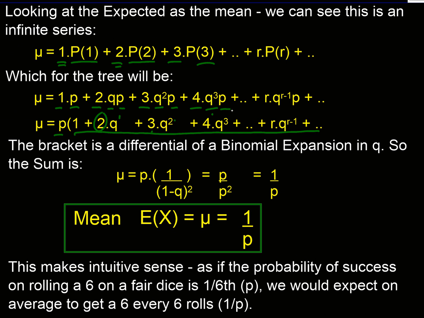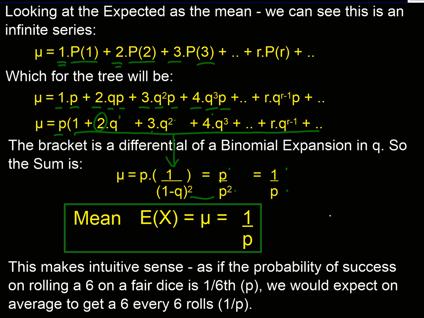So I know this, you could work it out, you can look it up, but actually that series there sums to the bracket here, 1 over 1 minus Q squared. Now, as 1 minus Q equals P, then that's P over P squared, which cancels down to 1 over P. Well, that probably makes sense, doesn't it?